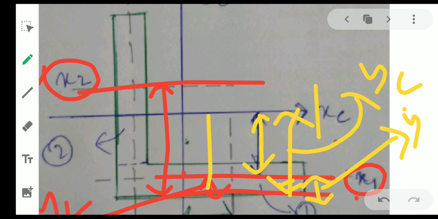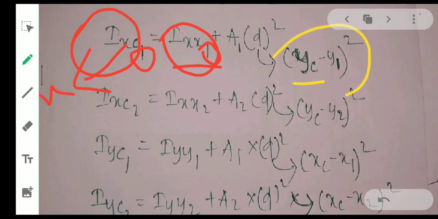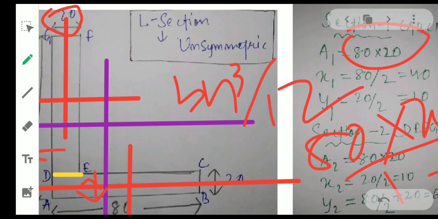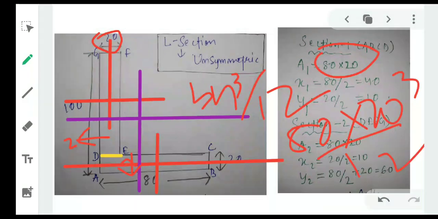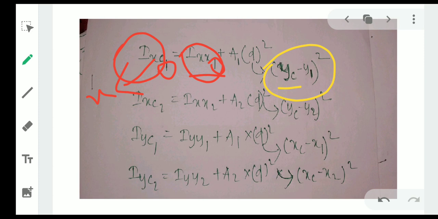So the total distance is yc and this small distance y1 is eliminated. So it becomes yc minus y1, and as it is d square, it is yc minus y1 squared. Again I am showing here, this is the centroidal axis, this small distance is y1, we are calculating from this to this, so this distance becomes yc minus y1. Similarly for section 2, the distance d will be similar.